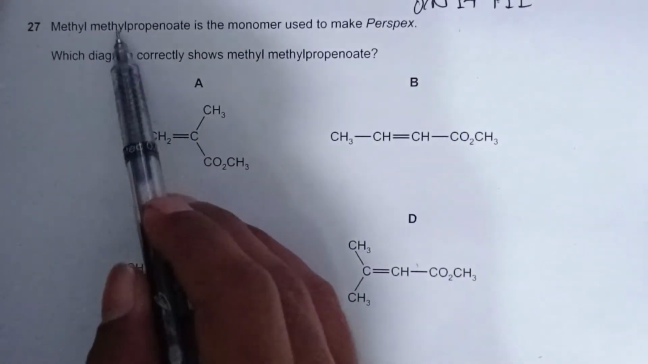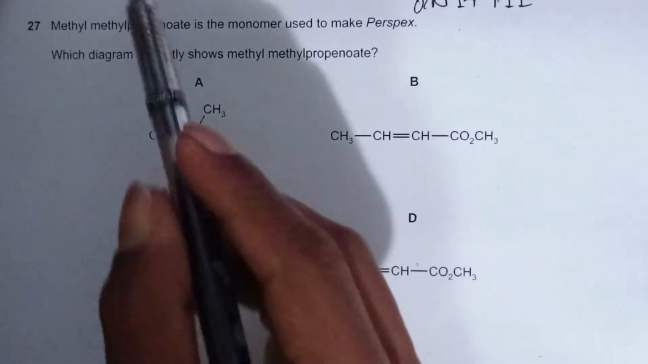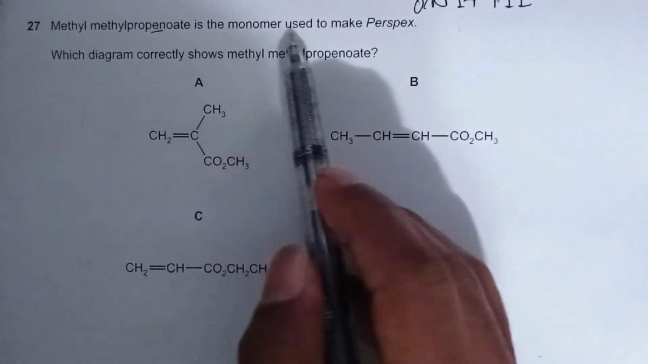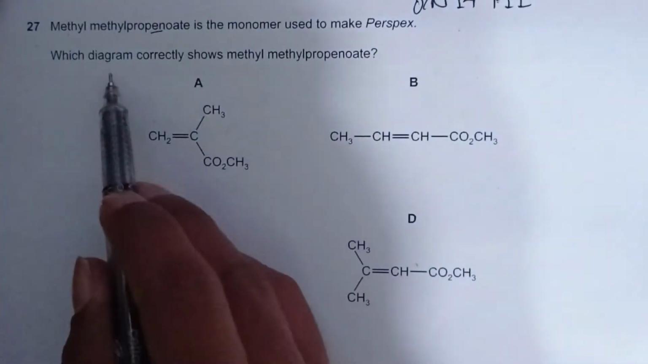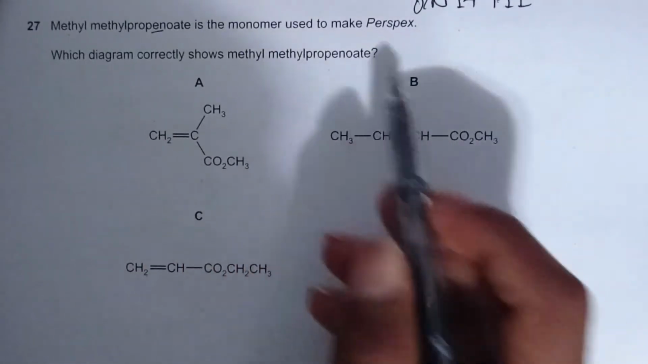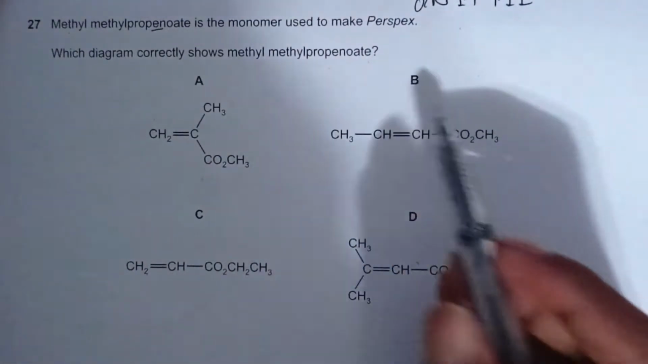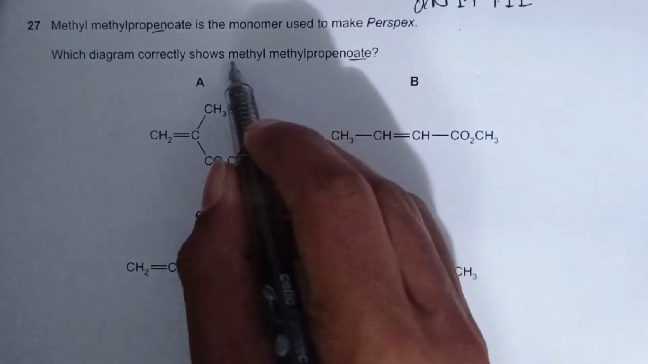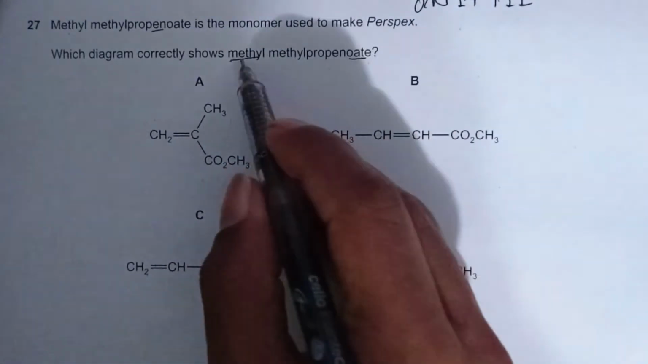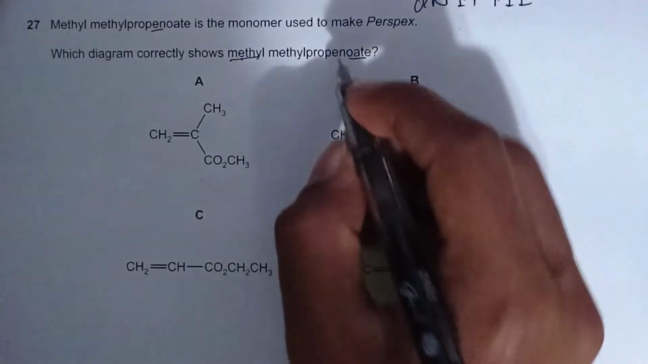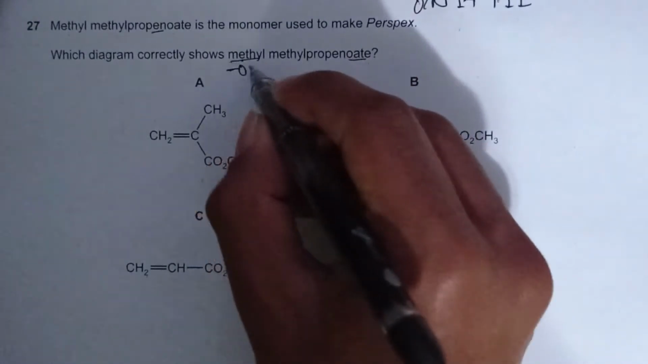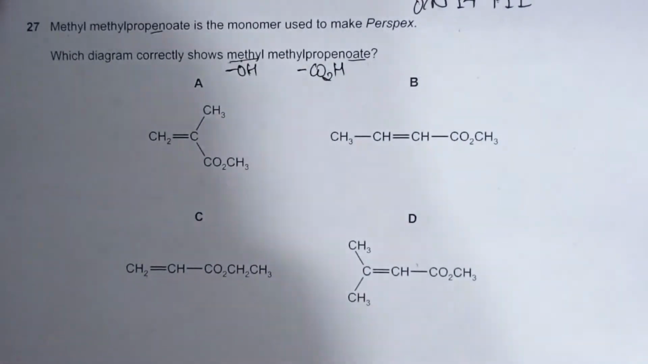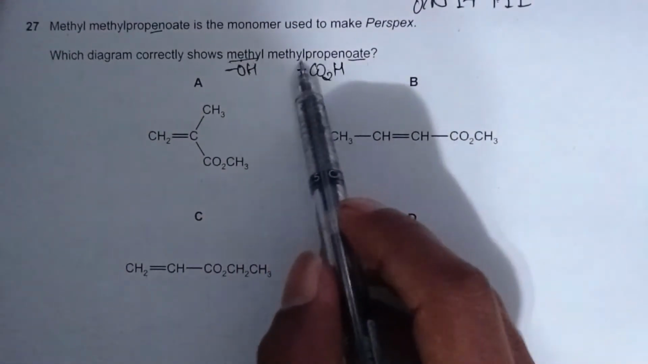Question: which propanoate, notice the 'en' here instead of 'an'. Methyl propanoate is the monomer used to make perspex. Which diagram correctly shows methyl propanoate? Methyl propanoate is an ester because of its name ending, with the methyl group being the relevant alcohol group and the propanoate being the relevant carboxylic group. Now, which diagram correctly shows methyl propanoate?